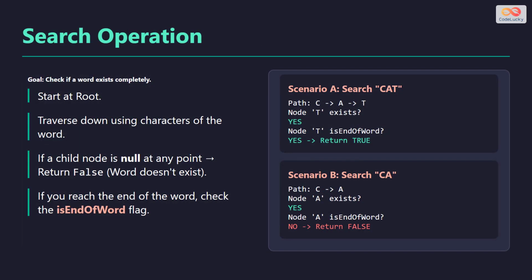To search for a specific word, we traverse from the root using the characters of the word. If we hit a null link, the word does not exist. If we successfully reach the end, we must check the isEndOfWord flag. If it is true, the word exists. If false, the word is just a prefix of another word.